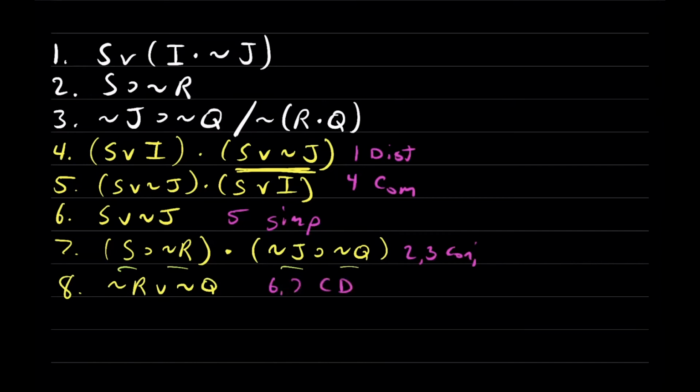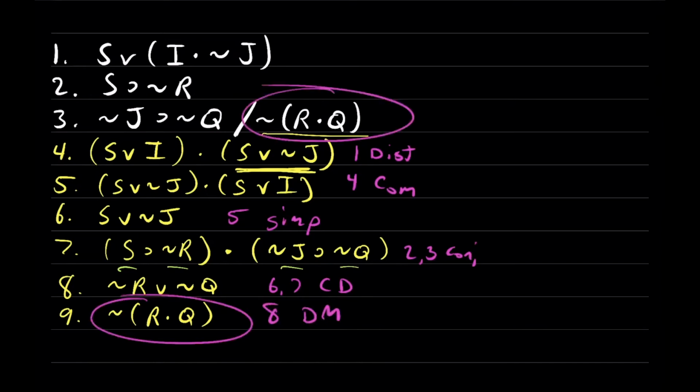And we're very nearly done. Notice now that the conclusion is the negation of R and Q, and we have either not R or not Q. So if we apply De Morgan's rule on line 8, that will give us the negation of R and Q. And that's going to follow from line 8 by De Morgan's rule, and we are done. We've shown that the conclusion follows.